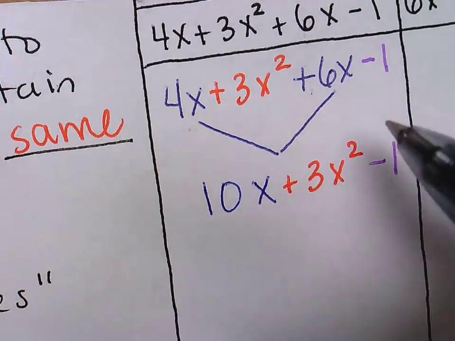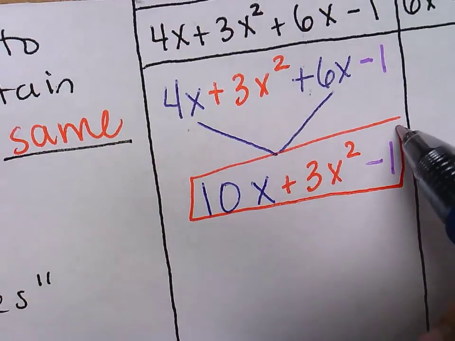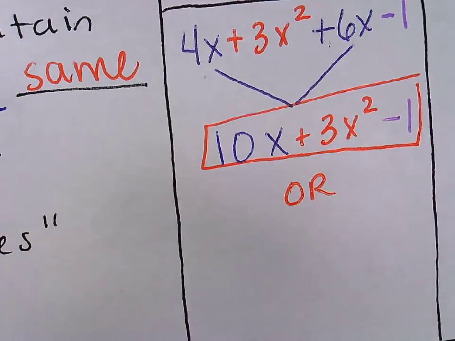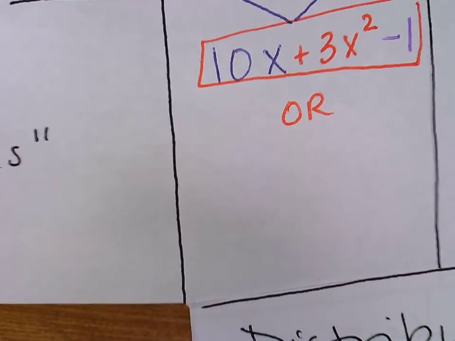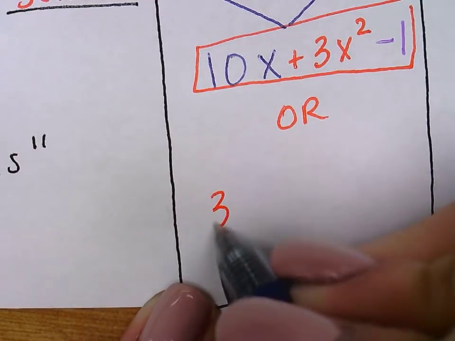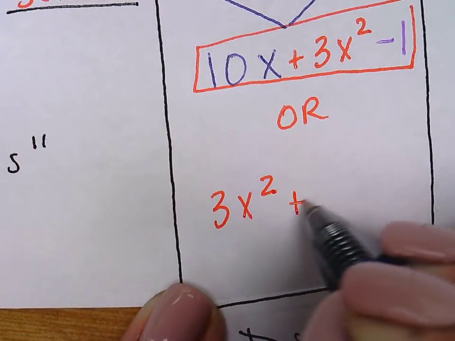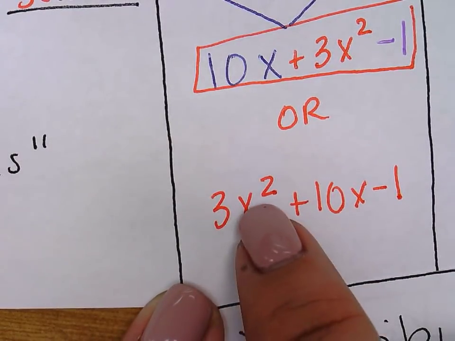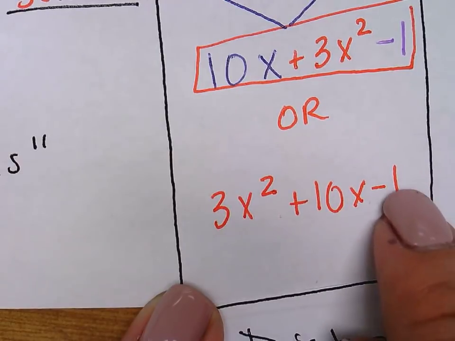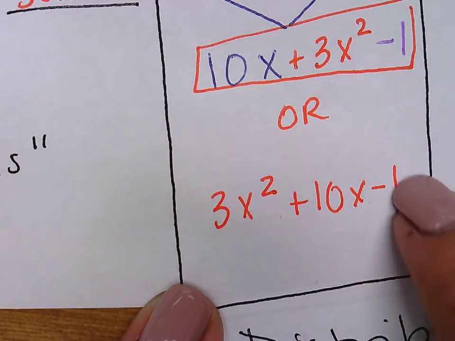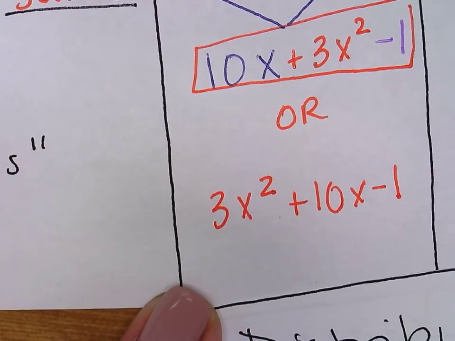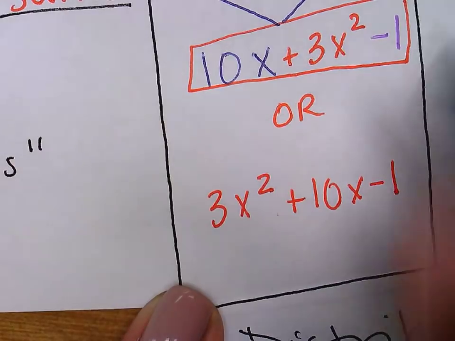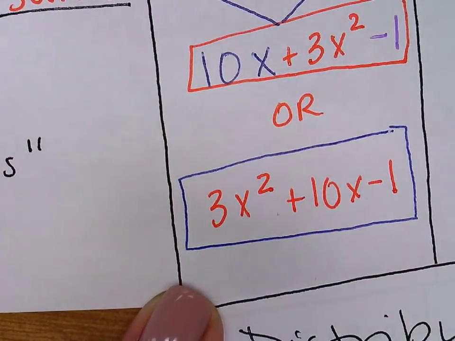I can leave my final answer as this, but the more technical way that people do it in the math world is you just go from biggest to smallest exponent order. So this would be 3x squared plus 10x minus 1. You go 2, 1, and then this is the same thing as just kind of saying 1 times x to the 0 power. Anything to the 0 power is 1, and 1 times 1 is still 1. And this would be your final answer for this one.